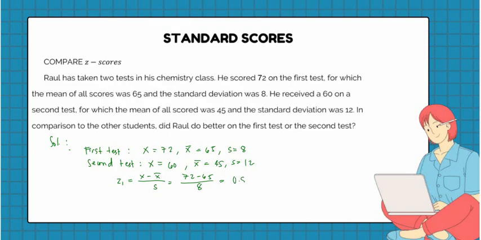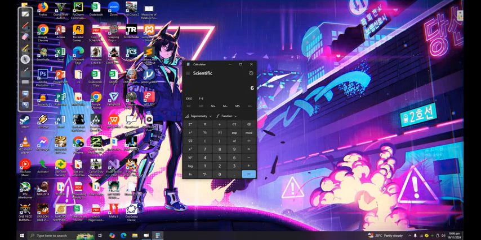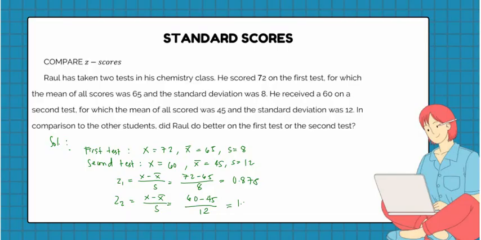So that's 0.875. Tapos yung z sub 2 there is our second test. x minus x bar over s, that's gonna be now 60 minus 45 divided by 12. So 60 minus 45 divided by 12 is gonna be 1.25. So as you can see, mas malaki yung ating z sub 2 kaysa sa z sub 1. So z sub 2 is greater than z sub 1. So, meaning, Raul did better on the second test than the first test.